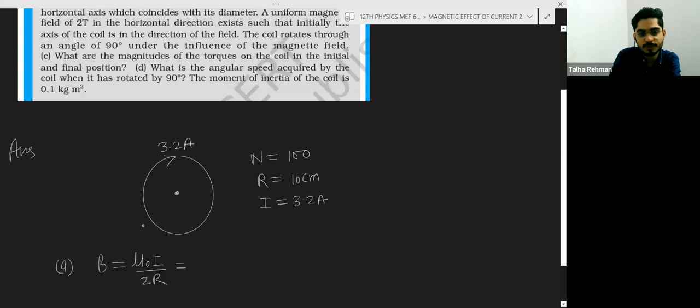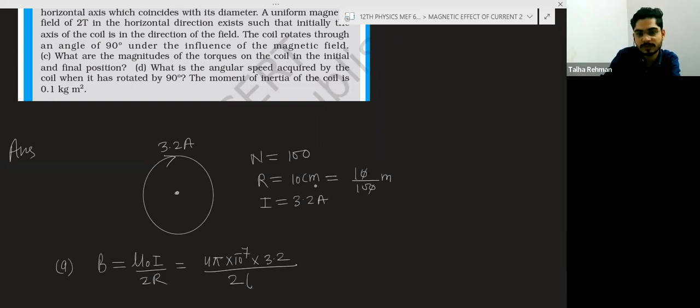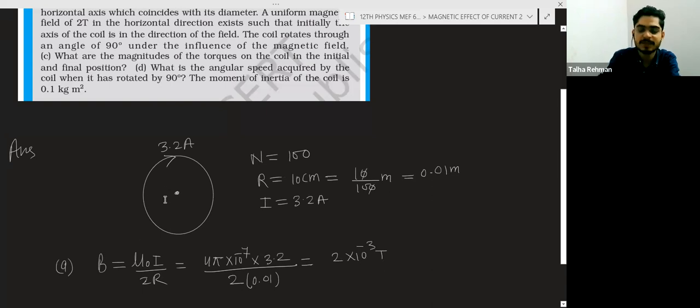So the value of mu naught is equal to 4 pi into 10 to the power minus 7. Current is given as 3.2 ampere. Here is 2. Radius is 10 centimeter. You will convert this into meter, 10 divided by 100 meter. So the 10 and this 10 will be cancelled out. Your radius will come out to be 0.01 meter. So here you will put 0.01 meter, and when you calculate, you will get the answer 2 into 10 to the power minus 3 Tesla. So this is the value of the magnetic field at the center of the coil.